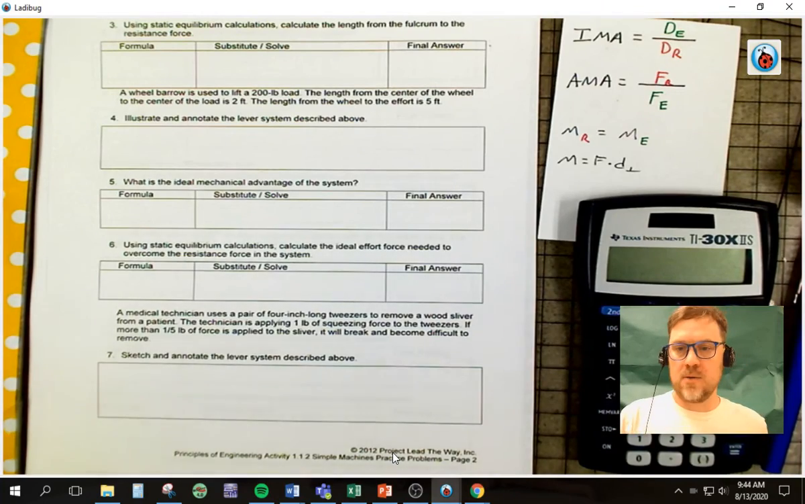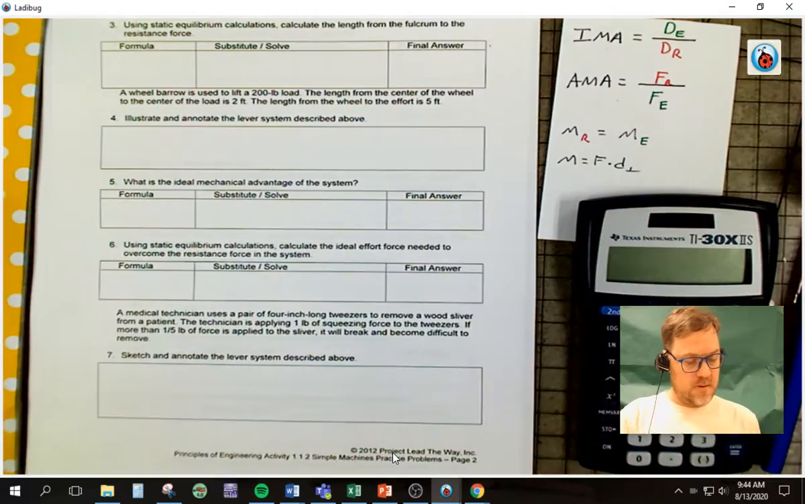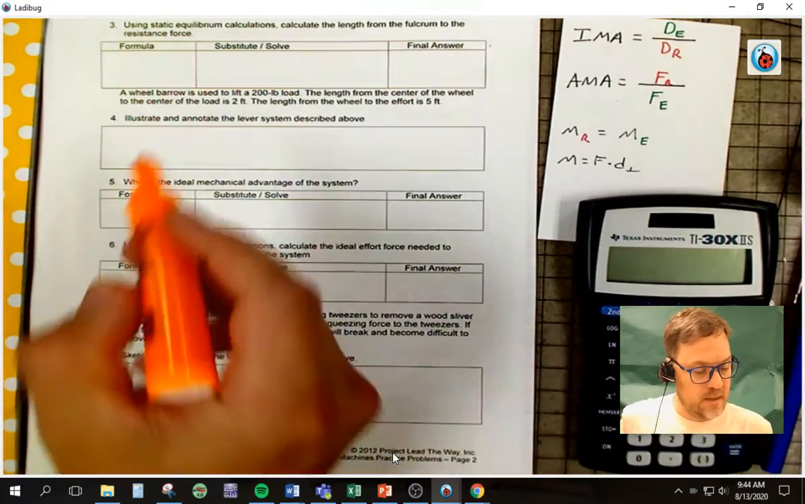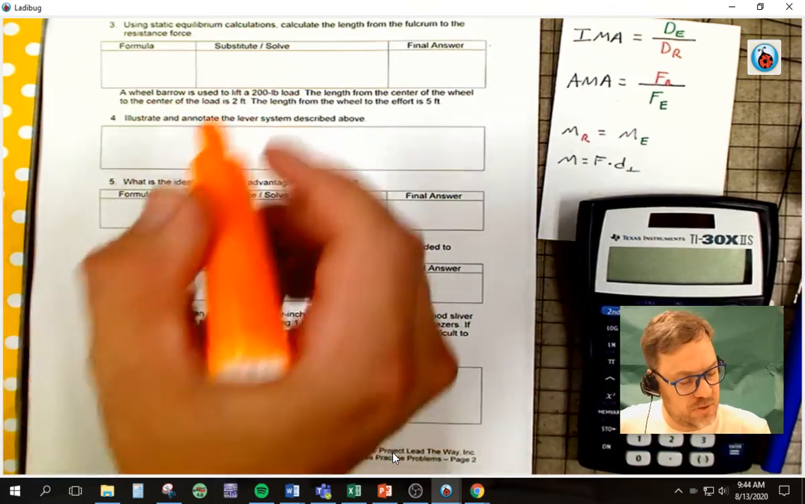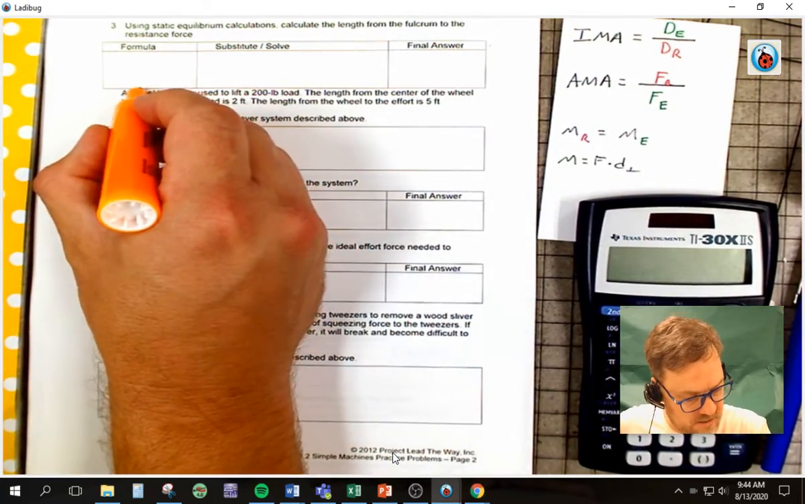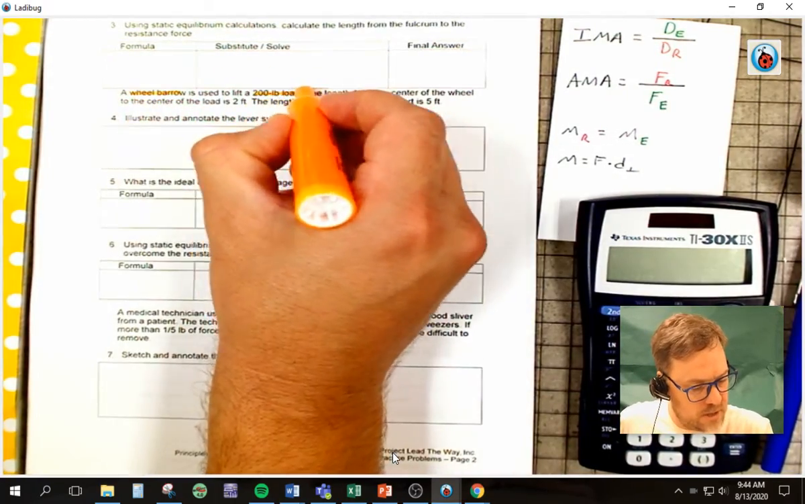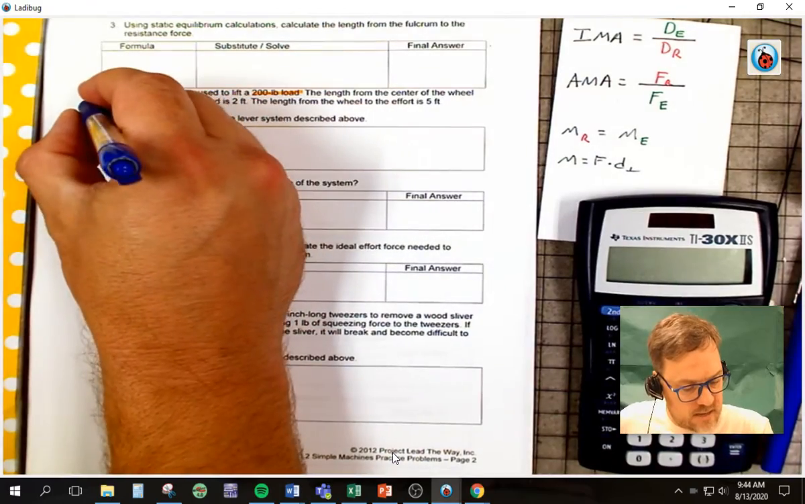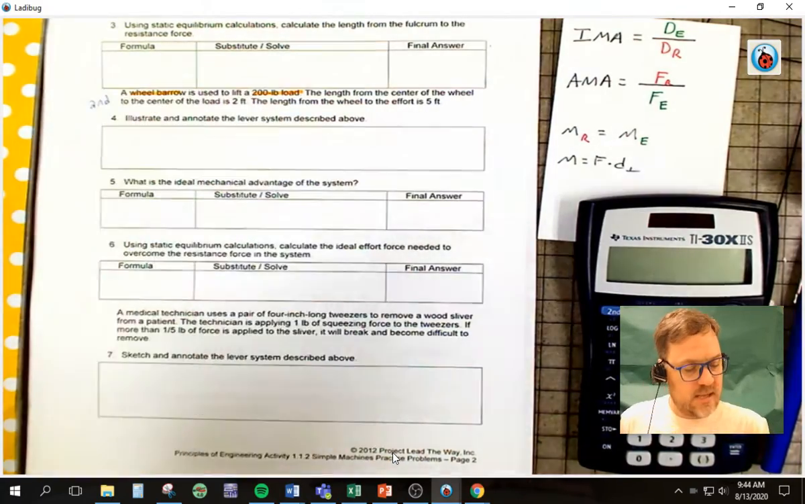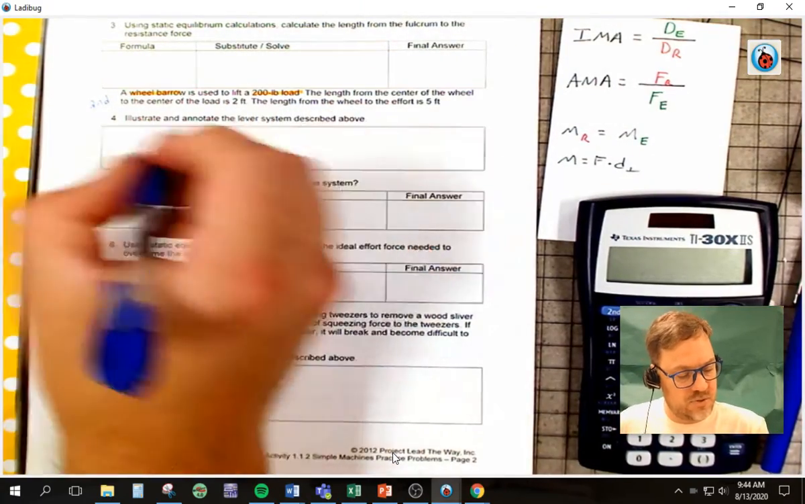Hey everybody, welcome back. We're going to work on the next couple of problems here, and we've got number 4, and it gives us some information in our prompt. It says a wheelbarrow is used to lift a 200-pound load. So we have a couple pieces of information there that are going to be useful. The first is what tool are we using? We need to identify what type of lever that is, and a wheelbarrow is a second class lever, and then it says to lift a 200-pound load.